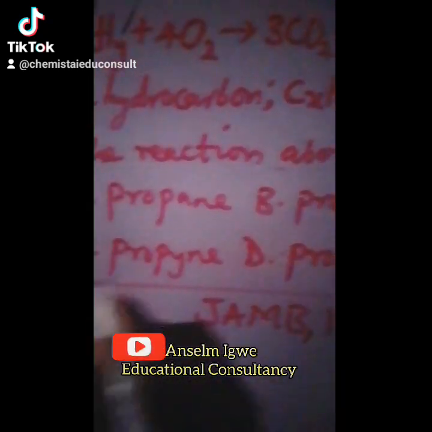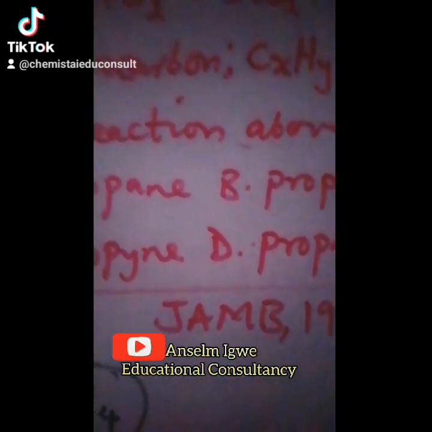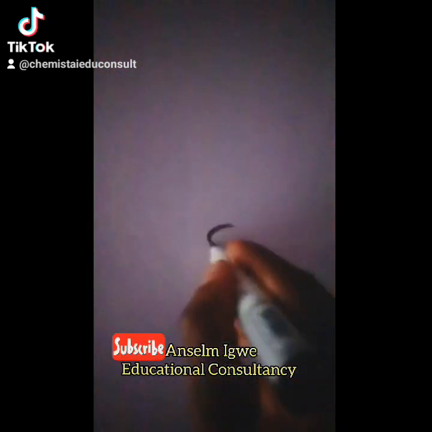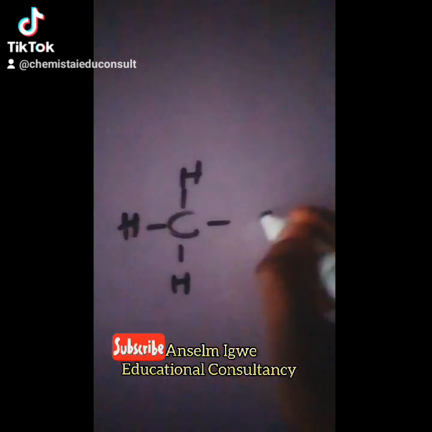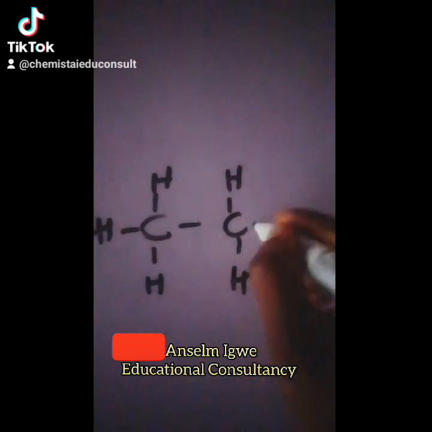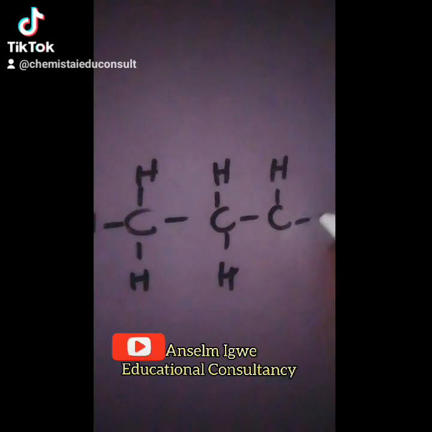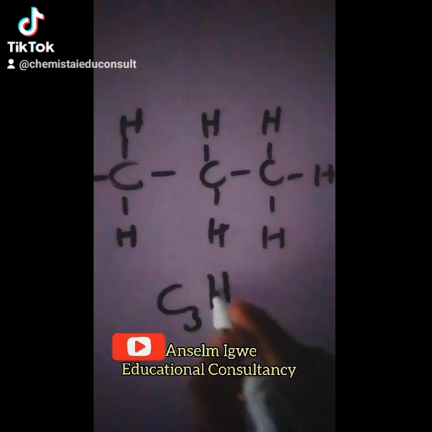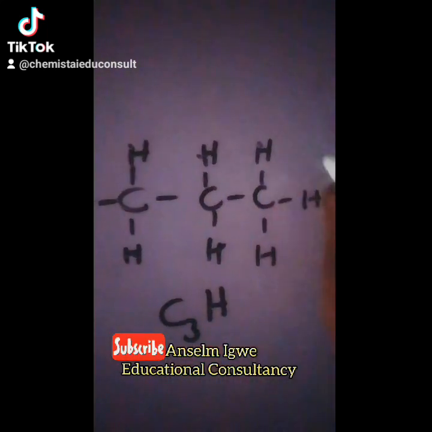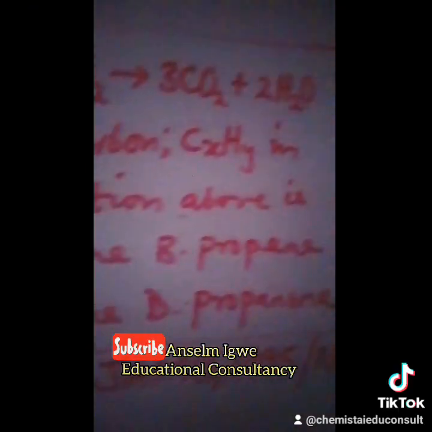What is C3H4? Is it propane? Is it propene? Is it propine? Is it propanone? So propane is simply this. Propane is an alkane with 3 carbon atoms like this. This is propane, which corresponds to C3, H 1, 2, 3, 4, 5, 6, 7, 8, H8. So propane is not the answer.